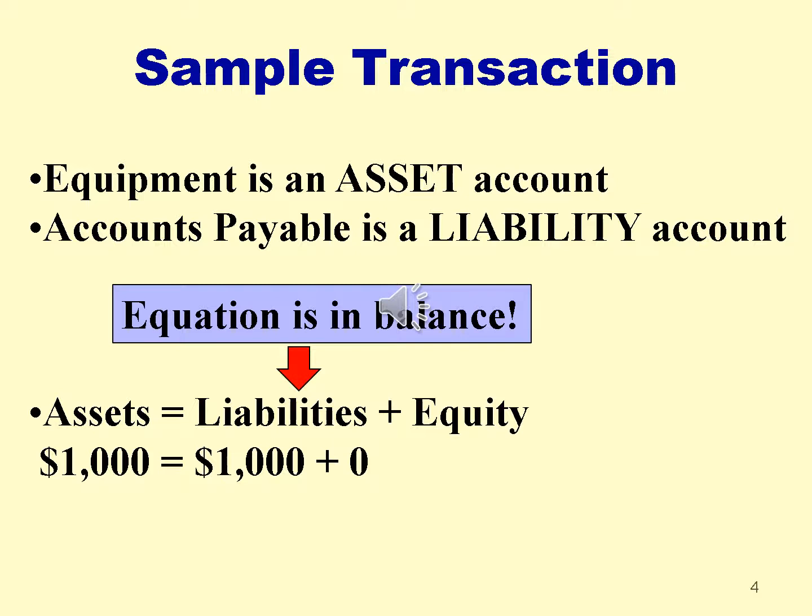Since equipment is an asset, you would increase the asset account, and since the accounts payable account is a liability, you would also be increasing the amount of the liability account with the amount of the purchase, $1,000.